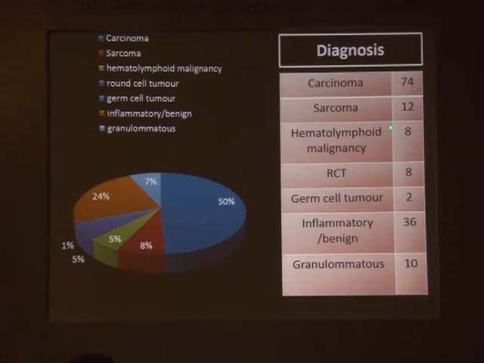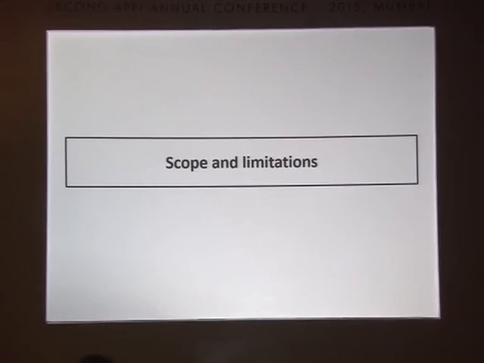Sarcomas were also there, where of course we said spindle cell. Some of them were also epithelioid looking sarcoma. In some we have been able to call it sarcoma on the squash cytology smear. But in some we may say just non-epithelial neoplasm. Hematolymphoid malignancies were 8. Round cell tumors, basically pediatric round cell, 8. Germ cell tumors seen in the mediastinum, 2. Inflammatory or benign 36, or granulomatous 10. So, a variety of lesions were included, and we could give justice to many of them.